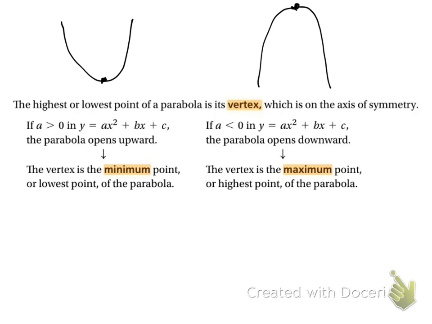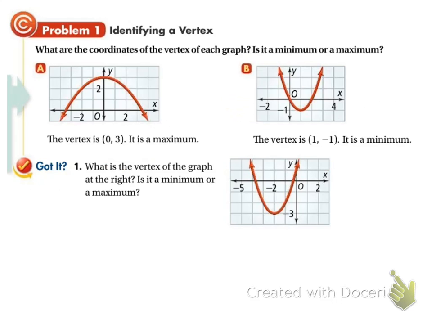If a is bigger than 0, so if a is positive, that front number is positive, it's going to open up like this. Okay, so then the vertex is a minimum. Okay, it's the smallest value, smallest y value. If the number in front is negative, it's smaller than 0, then it opens downward, and the vertex is a maximum point. So, looking at this one, this is opening downward, so it has a maximum point, right? This is the highest your y value would be. This one's opening upward, so it has a lowest point, a minimum point.